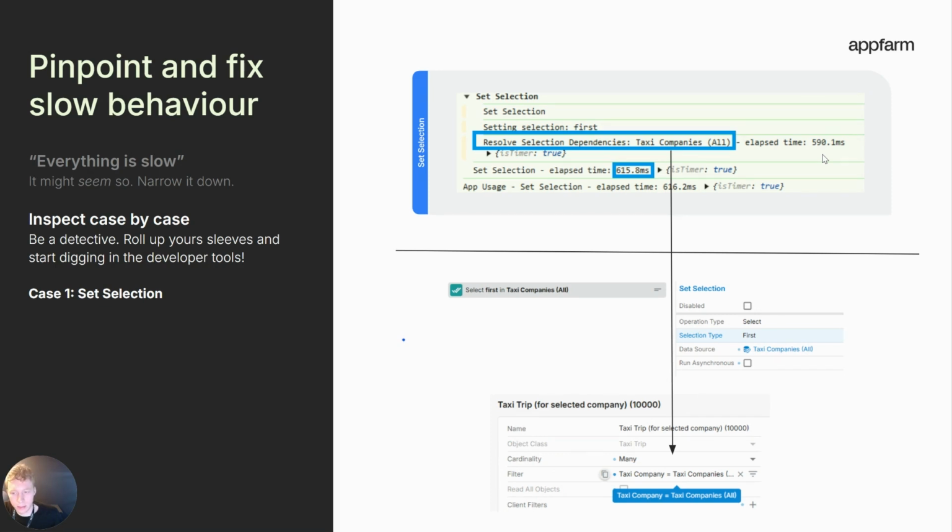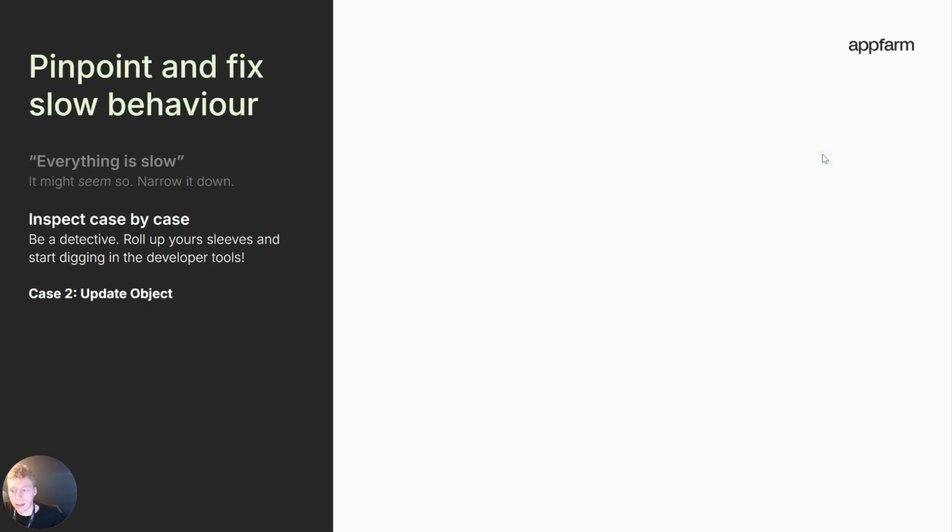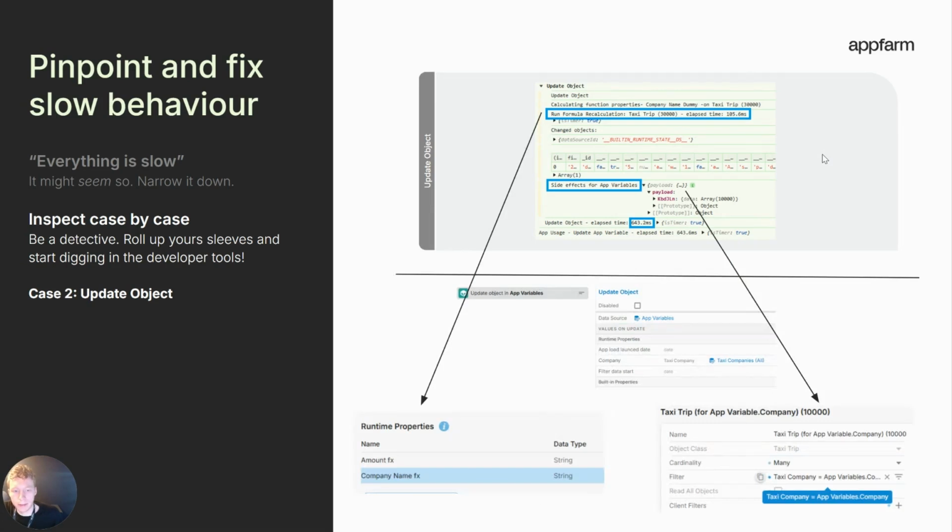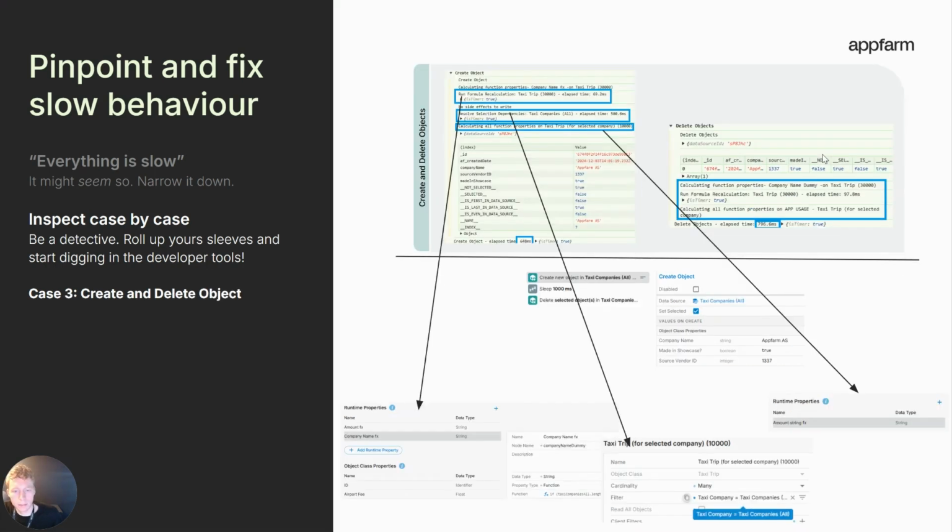In the second case, we will simply be updating an app variable. But as you can see from the logs, this process again takes over 600 milliseconds. Even though you're only updating one app variable, the side effects of this update are strong. You can see that this app variable is used in a function property, which means that all function properties referring to this need to be recalculated. And it is also used in the filtering of taxi trip for app variable company, which means that this entire data source needs to be refiltered as well.